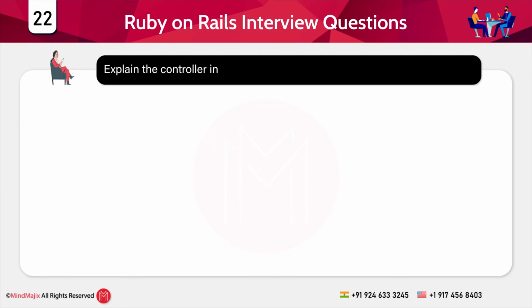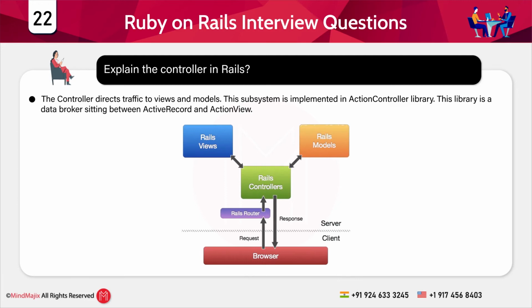Explain the controllers in Rails. Controllers direct the traffic to views and models. The controller controls the communication between views and models. This subsystem is implemented in the Action Controller library. And this library is a data broker sitting between Active Record and Action View.